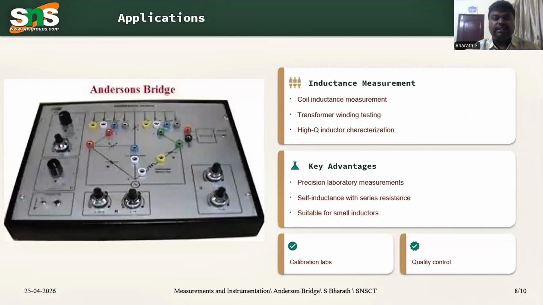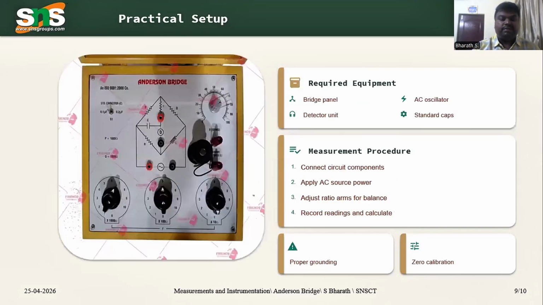What are the various applications of Anderson's bridge? It is used in coil inductance measurement, transformer winding testing, and high-quality Q inductor characterization. The key advantages of using Anderson's bridge are precise laboratory measurement, measurement of self-inductance with series resistance, suitability for small inductors, and use in labs and control systems.